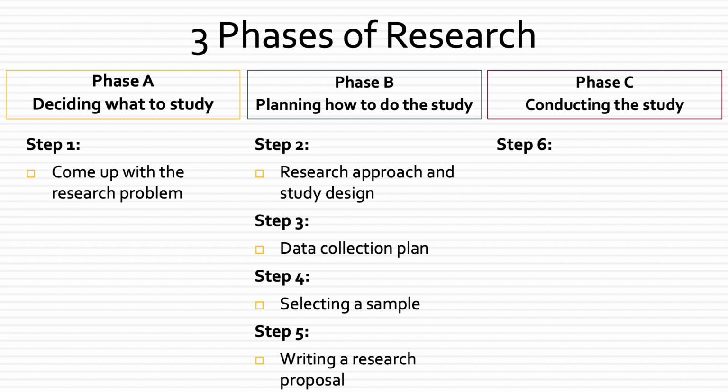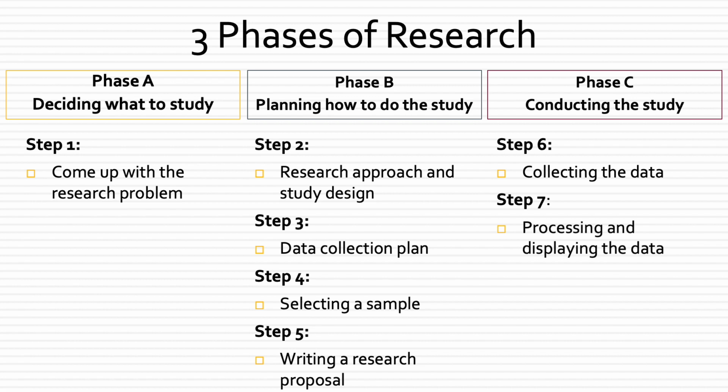And then step 6, which is now in the conducting the study phase C, is you collect the data, right? You go do those interviews or send out the surveys or go check out that database, whatever it is that you're using. Step 7 is then taking all that information you gathered and displaying that data in effective ways that people will understand what the data means.